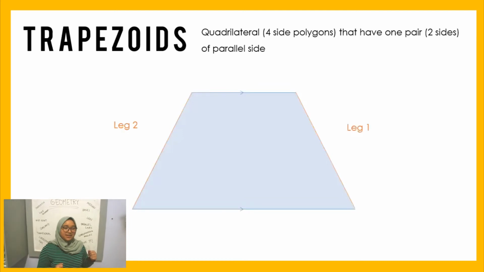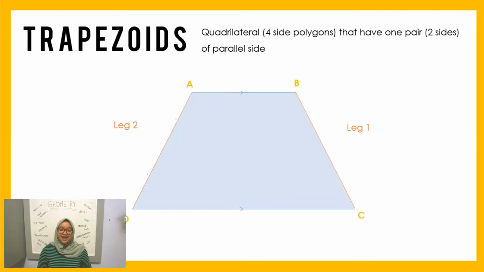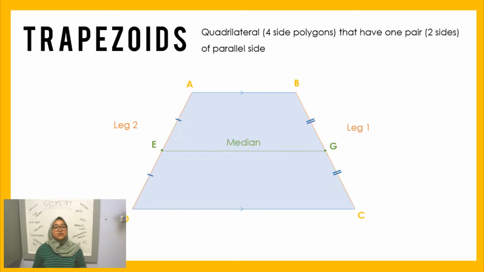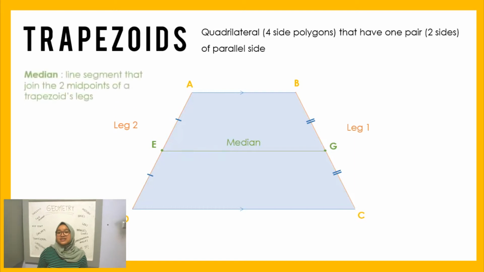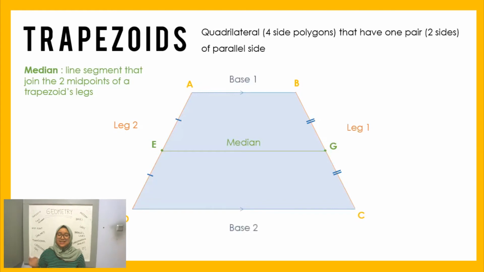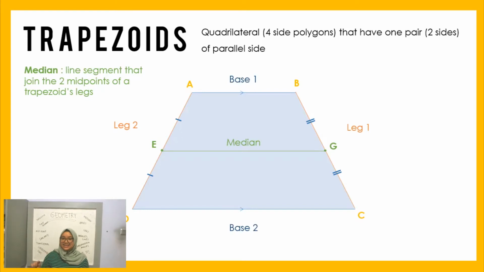Next, what is the median? If we have the trapezoid ABCD and we have E as the midpoint of AD and G as the midpoint of BC, when we connect the midpoints, EG will become the median. So the median is a segment that connects the midpoints of the two legs in a trapezoid. And what is the base? The bases are what I previously called the parallel sides. Yes, AB and DC are the bases.